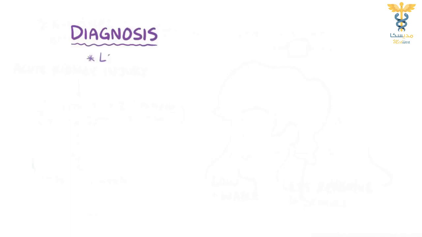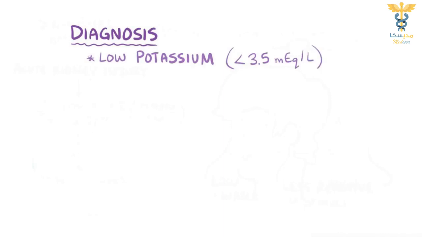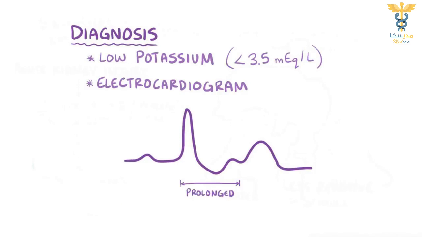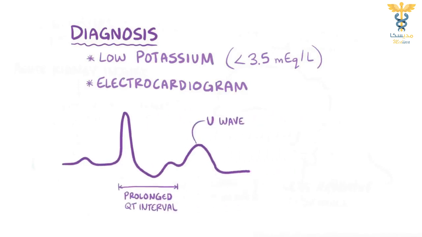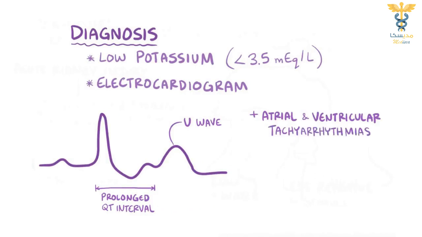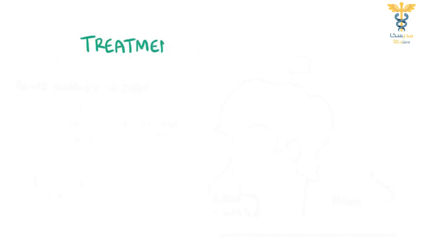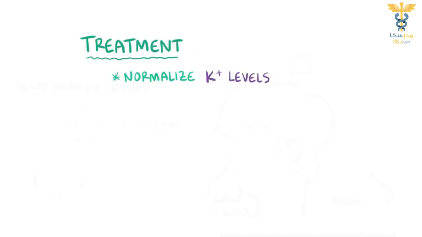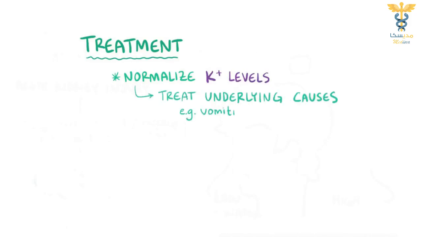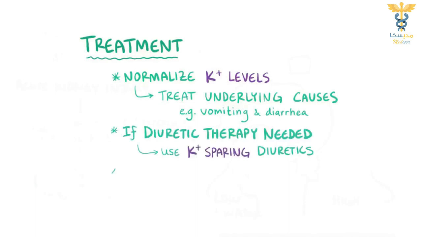Hypokalemia is diagnosed based on the presence of low levels of potassium in the blood, generally below 3.5 milliequivalents per liter. It's also important to get an electrocardiogram, which typically shows a prolonged QT interval, appearance of a U wave, and atrial or ventricular tachyarrhythmias. In patients with severe hypokalemia, the main goal of treatment is to normalize potassium levels. This is done by reducing ongoing potassium losses by treating underlying causes like vomiting and diarrhea, and using potassium-sparing diuretics if diuretic therapy is required, as well as replenishing potassium stores with supplementation.